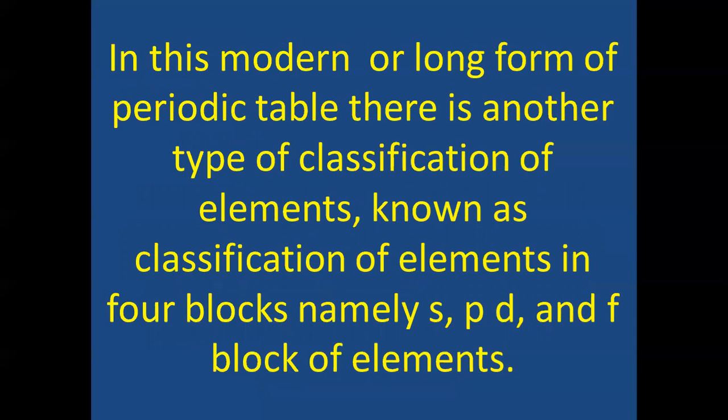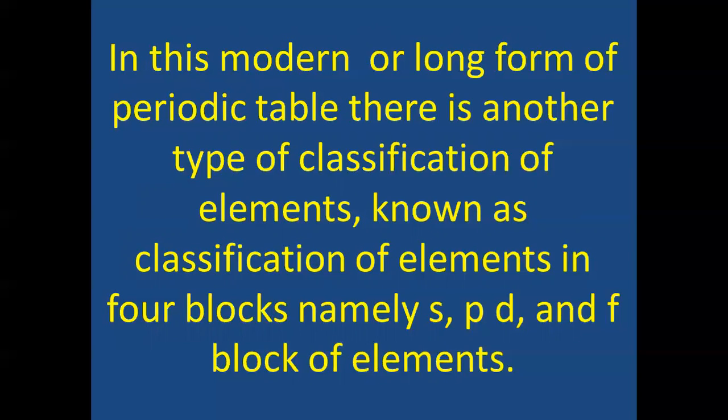If we study the long form of periodic table, which is also called as modern periodic table, we have different types of classification of elements, like the classification based on electronic configuration, classification based on blocks like S, P, D, F blocks, or classification based on the properties of the elements, etc. Today, we will consider the classification based on the sublevels S, P, D, F, how they are classified into blocks S, P, D, and F.